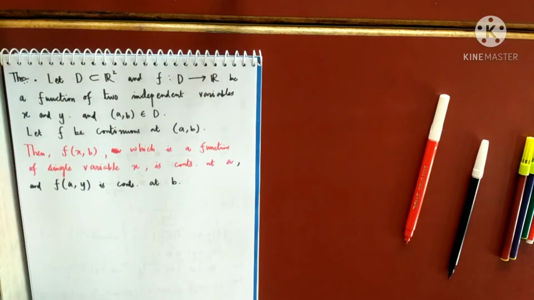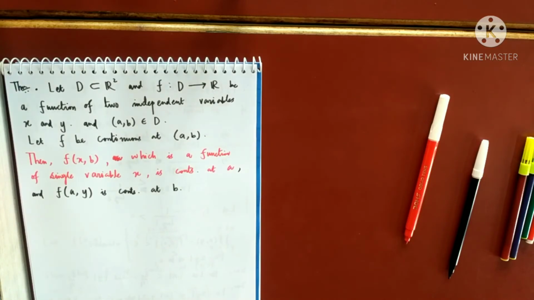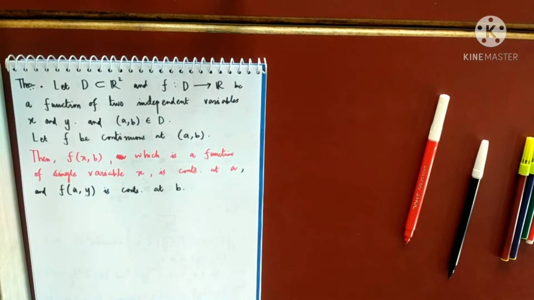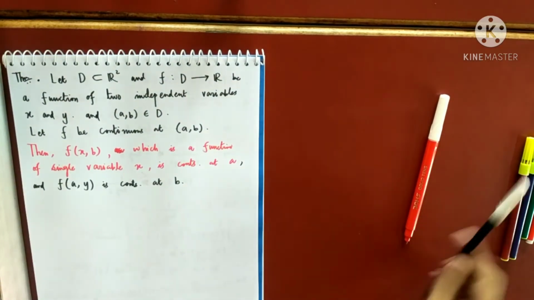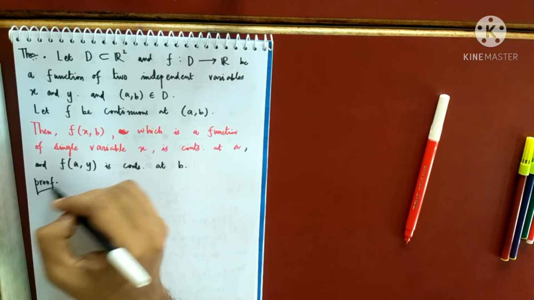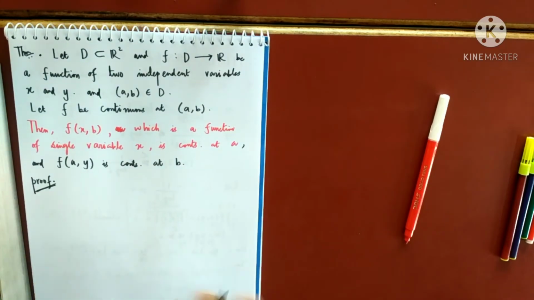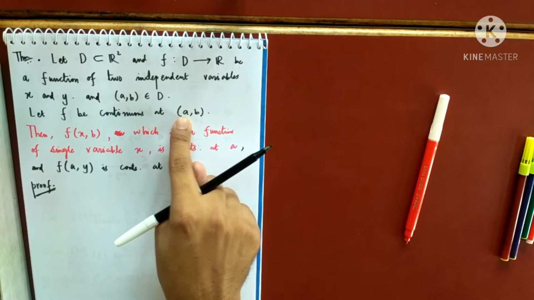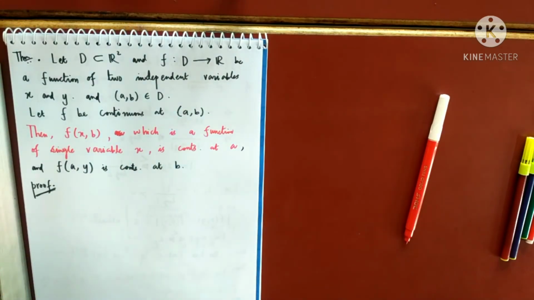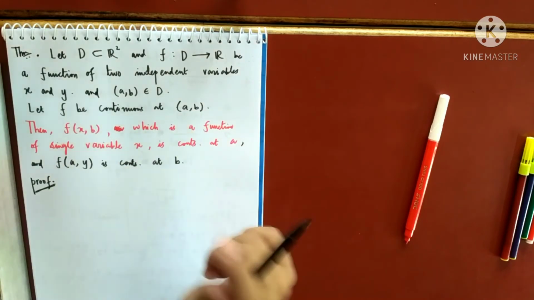So, having understood the theorem, we'll prove it. The proof directly follows from the definition itself. Now you see, the proof is very simple. Because f is continuous at (a, b), we will apply the definition of continuity of two independent variables.